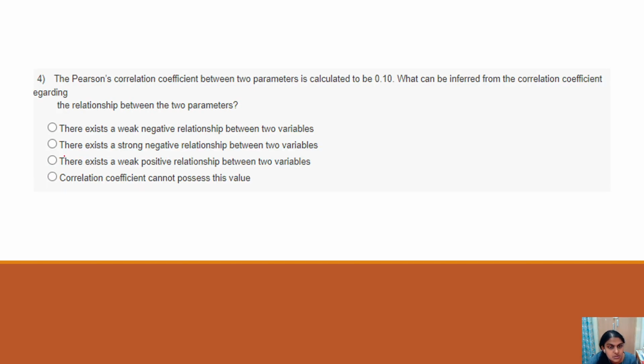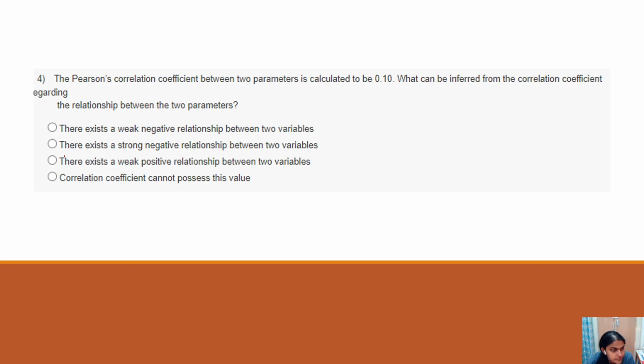The Pearson's correlation coefficient between two parameters is calculated to be 0.10. What can be inferred from the correlation coefficient regarding the relationship between the two parameters? So this is just Pearson's correlation. It's usually used when numerical variables are present. If you have some categorical variables or ordinal variables, then you'll be going for Spearman or Kendall. These three are the ones that you have seen, and other correlation functions are also there.